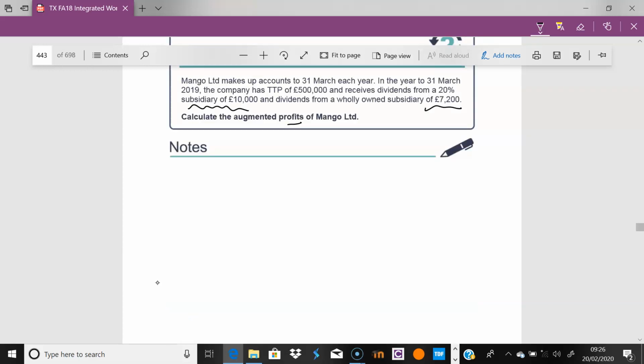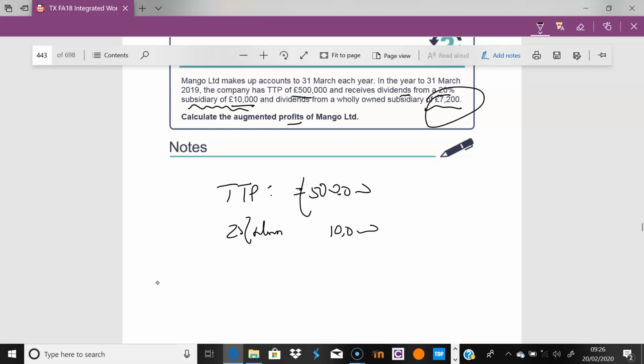Right, so let's see what's happening here. It says we have Mango, which makes up accounts to the 31st of March each year. They have a TTP of 500,000 and they receive dividends from a 20% subsidiary. This is in effect an external company or entirely different business. So that 20% subsidiary will go in. It's almost like a foreign company. And dividends from a wholly owned subsidiary. This is really like within ourselves. So no, we're not interested in wholly owned subsidiaries because this is internal.